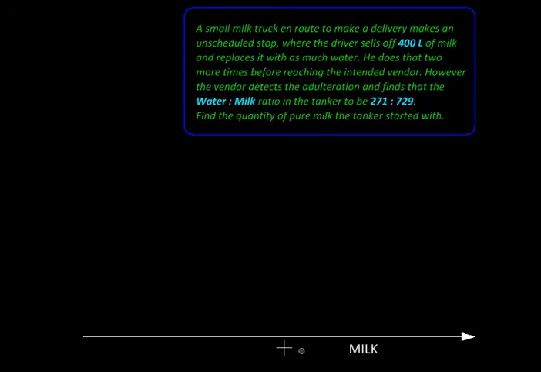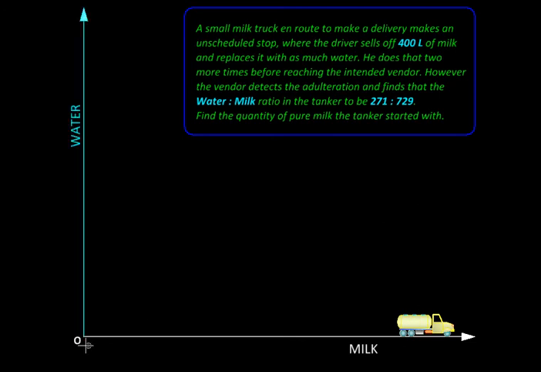So I'll take this milk axis varying from 0 to whatever quantity of milk we want. And this is the milk tanker from which the theft is occurring. We'll be plotting a water axis like this. So this quarter plane, the first quadrant, will now be able to represent any composition of milk and water that is possible. But of course the tanker doesn't have infinite capacity.